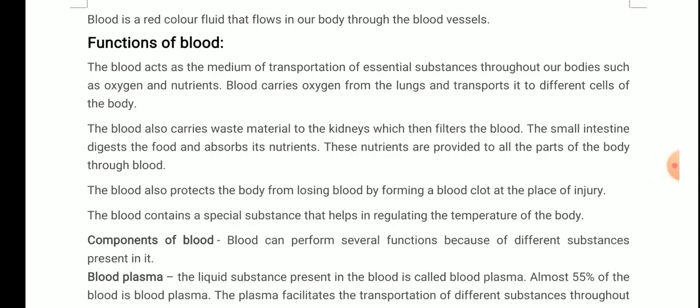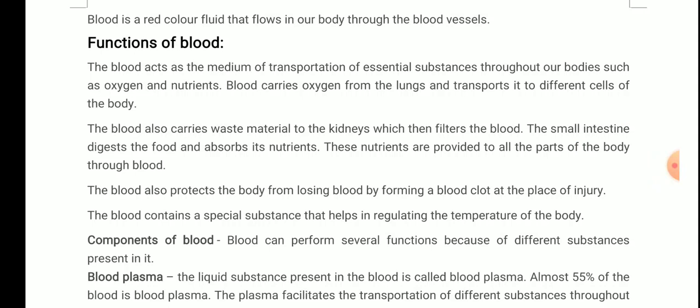Third, the blood also protects the body from losing blood by forming a blood clot at the place of injury. Students, you might have seen, when an injury happens to you, what happens? After some time, a brown color scum forms. What is that? It is known as a clot. It is the property of the blood. When it comes in contact with the atmosphere, there are some coagulants in the blood which get activated, and as soon as they get activated, the blood starts to coagulate.